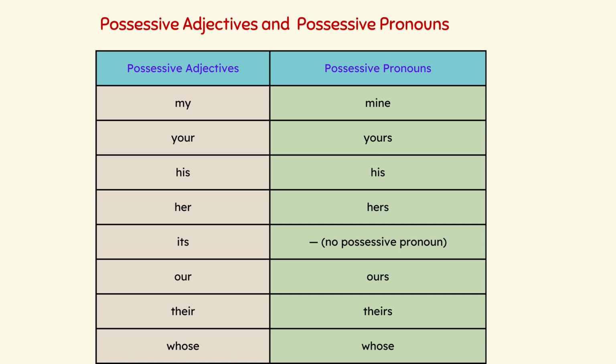Now, let's look at the forms of possessive adjectives and their matching possessive pronouns. My becomes mine. Your becomes yours. His remains his. Her becomes hers. Its does not have a possessive pronoun form. Our becomes ours. Their becomes theirs. And whose can function as both an adjective and a pronoun. Learning these pairs will help you use ownership words correctly and confidently.